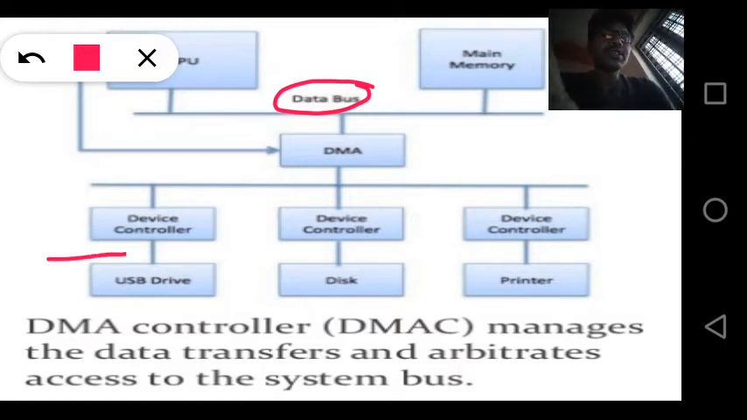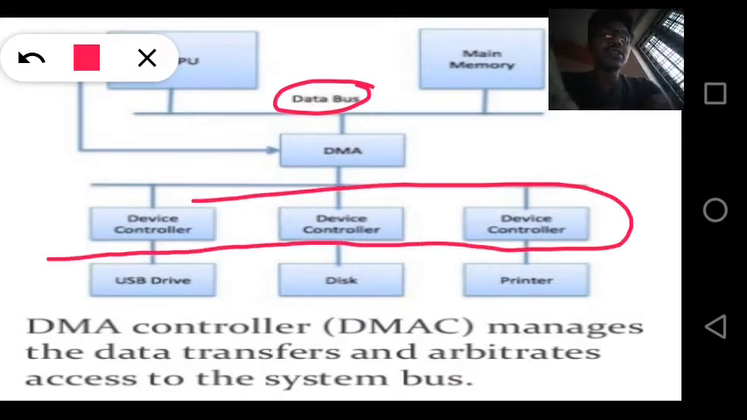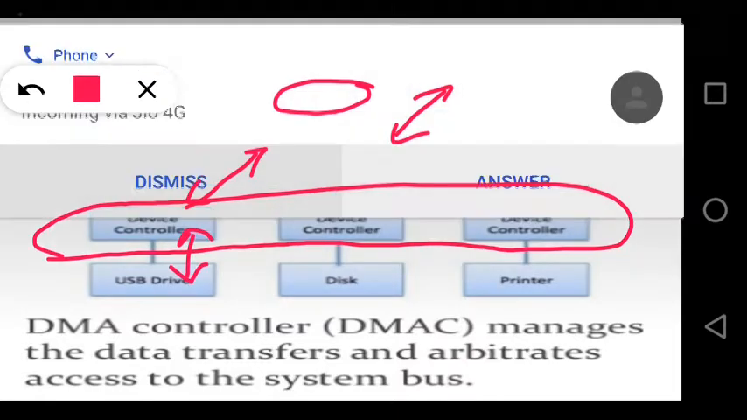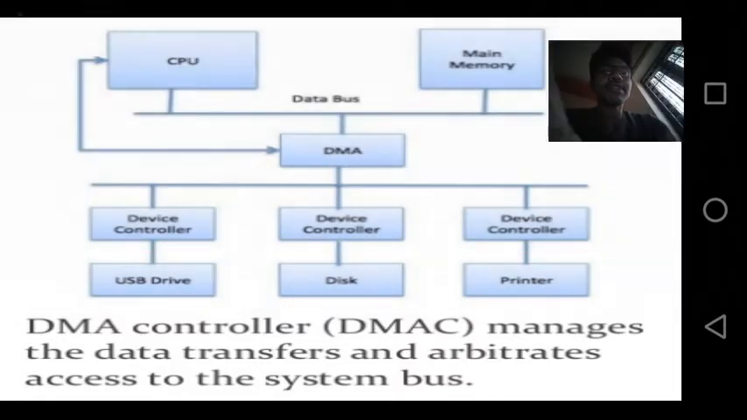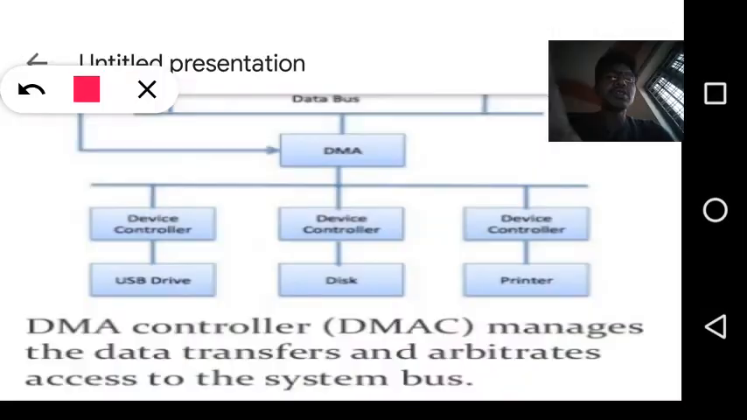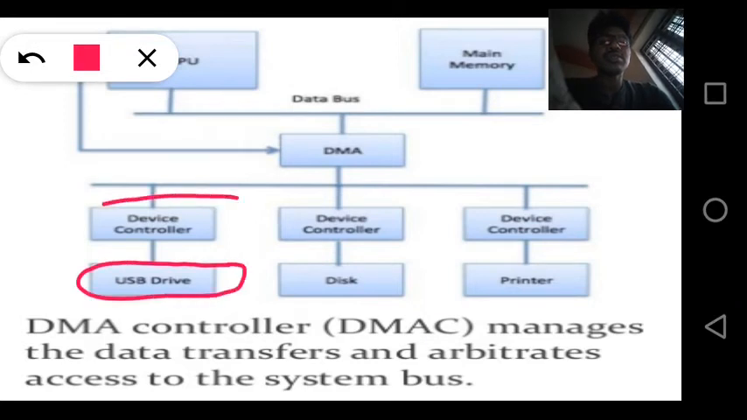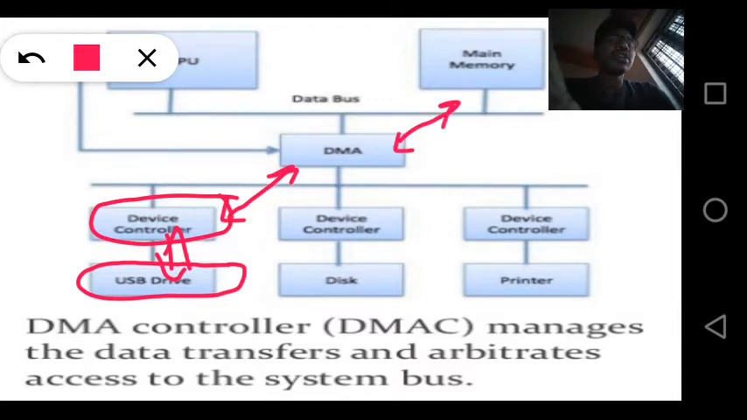So remember, for each device we have a device controller. These devices interact with the device controller. The device interacts with DMA, and DMA sends the data to main memory. So here there are three types of communication: input and output devices to device controller, device controller to DMA, and DMA to main memory.